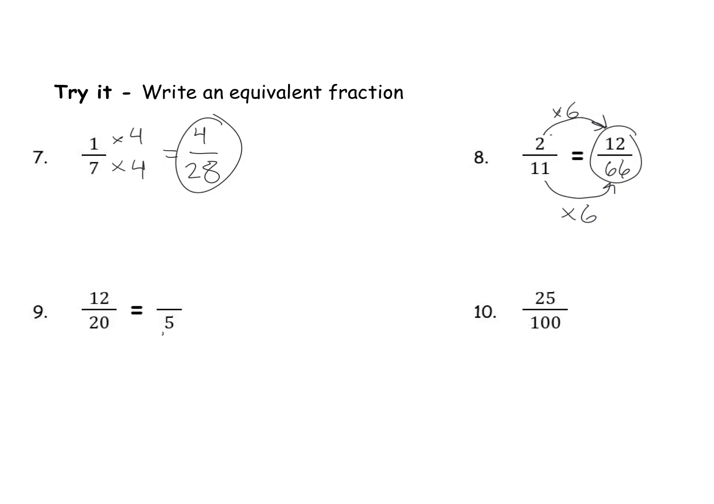For this one, kind of working backwards here, 5 to 20, that's times by 4. I have to think to myself, what number times 4 is 12? That number is 3.